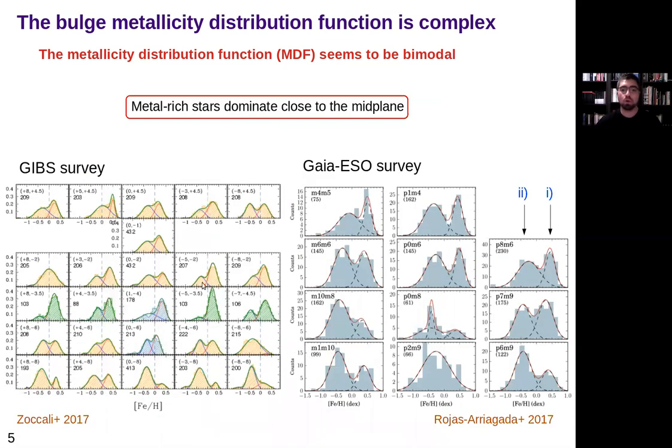So this has been confirmed also by the results of other optical surveys, such as the GIF survey. They provide a complementary picture in the sense that we have two components where metal-rich stars dominate close to the midplane. So this tells us immediately about an eventual different spatial distribution of whatever is being traced by metal-rich and metal-poor stars, in the sense that metal-rich stars are concentrated towards the midplane.